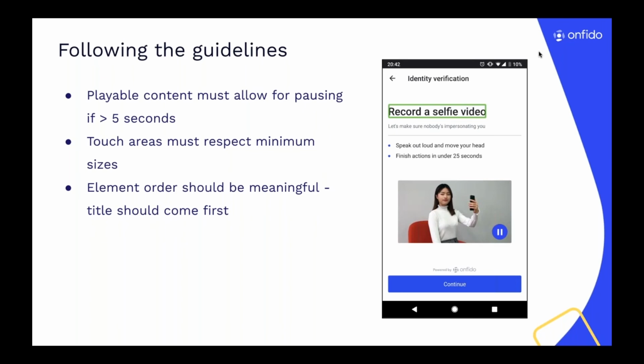Also, we had to review all the touch areas of our SDK to make sure they are big enough to respect the guidelines, because sometimes what looks better is not the most usable. And finally, picking up a bit on what I referred to in the previous slide about API immaturity, we had to add custom logic to implement our own element order, since the guidelines also state that the first element being read should be the title of a screen, something that identifies what the user should be expecting from that screen, in this case, record a selfie video.